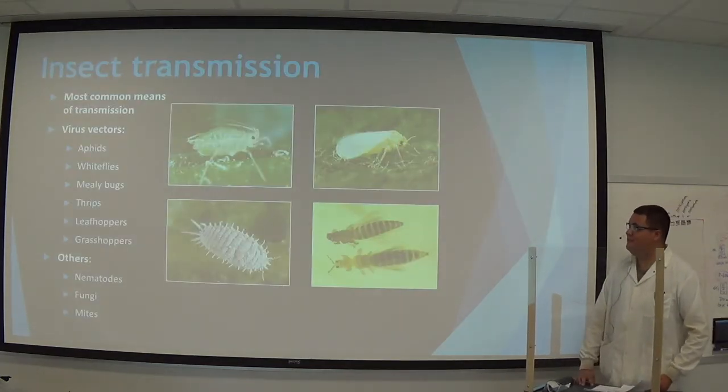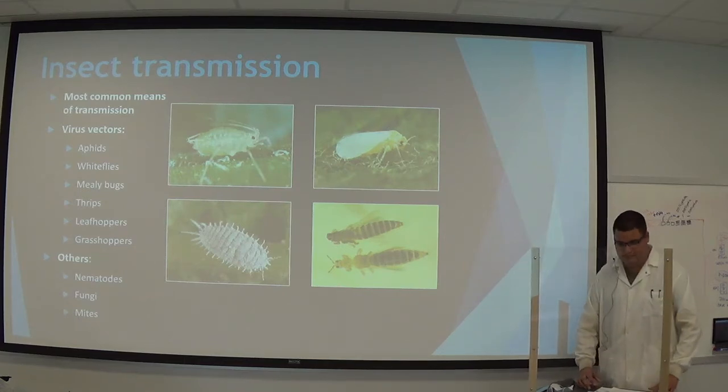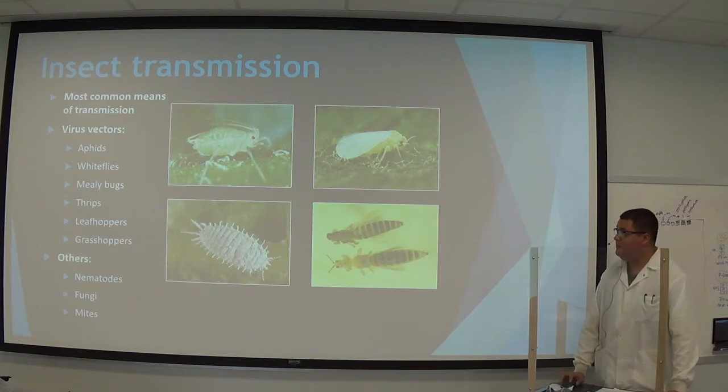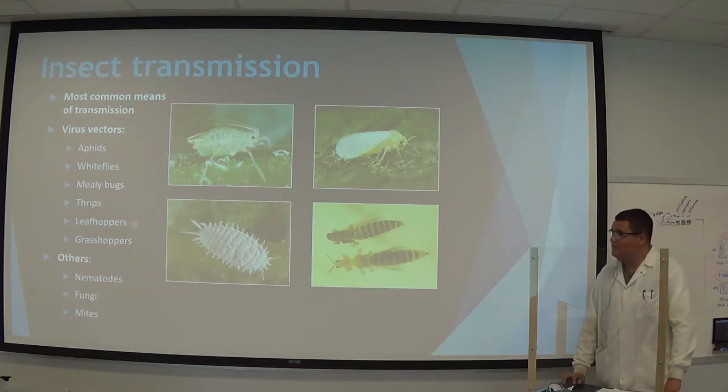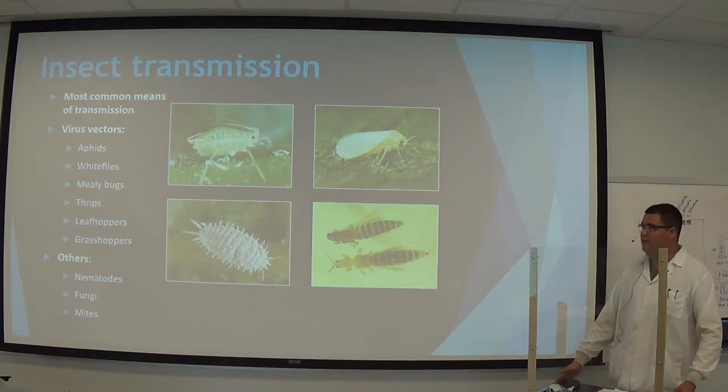Let's look at some of the insect modes of transmission for these viruses. This is the most common method by which plant viruses move around. And these six up here are the most common insects associated with the transmission of viruses. So you've got aphids, whiteflies, mealybugs, and thrips. And then you've also got leafhoppers and grasshoppers, which can transmit viruses. There's also nematodes, fungi, and mice, as I mentioned, but those are not as common.